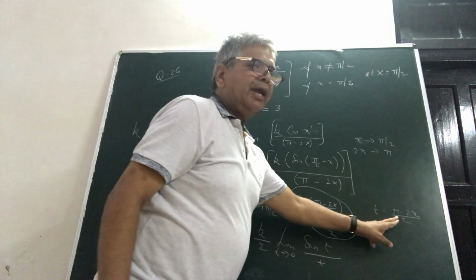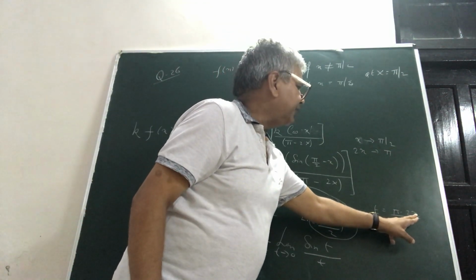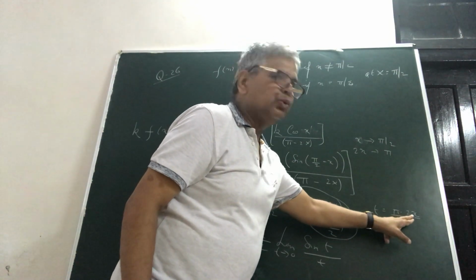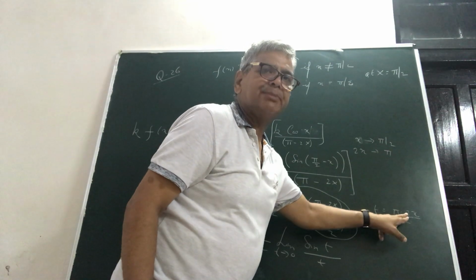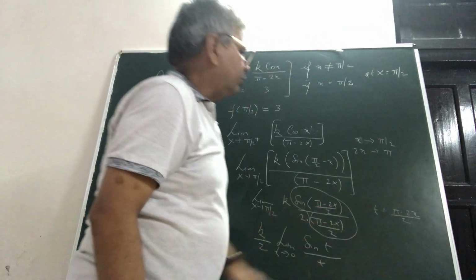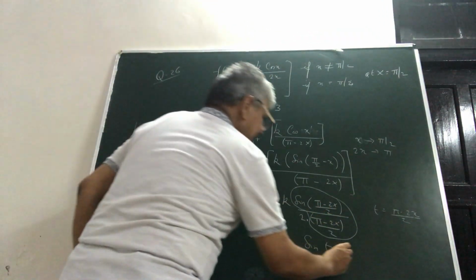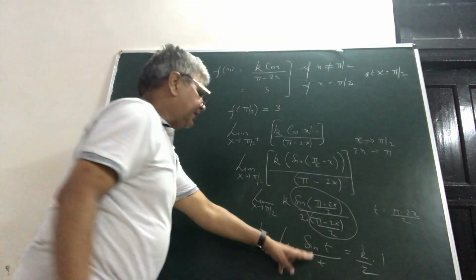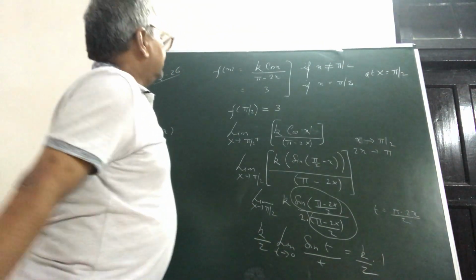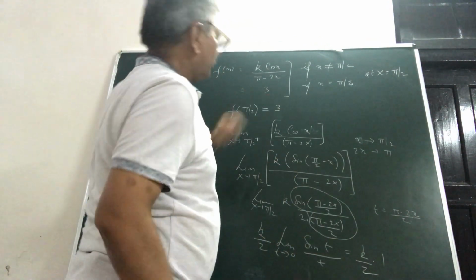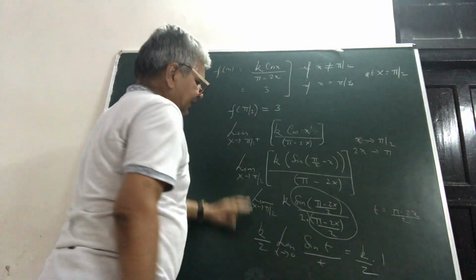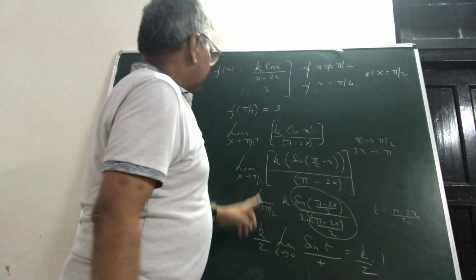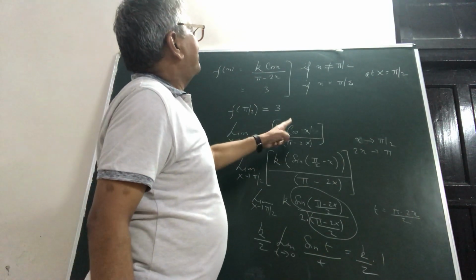And t will tend to 0, why? Because x is tending towards pi by 2, so t will obviously tend towards 0. Pi minus 2 times pi by 2, the 2 will cancel, pi minus pi, so numerator is 0. So 0 upon 2 is 0. And this is nothing but k by 2, because this limit sine t by t as t tends to 0 is 1. So this should be equal to 3. Because here, interestingly, both left hand limit and right hand limit will be k by 2 only, for the simple reason the function is defined in the same manner.